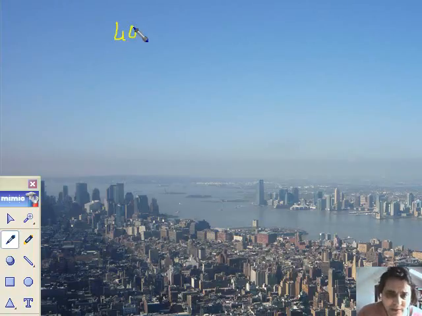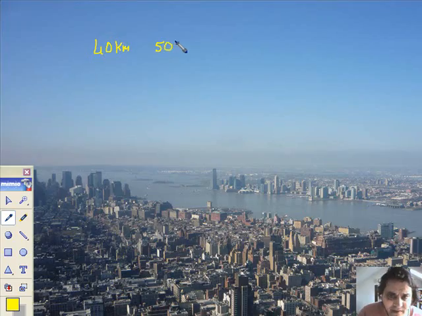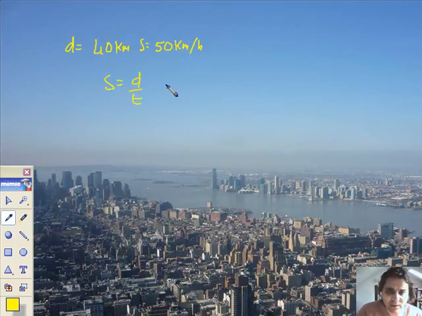I've got 40 kilometres and I'm going at 50 kilometres per hour. Right, okay, so that's my distance, that's my speed, and I want time. So speed equals distance divided by time. If you rearrange that, you get time equals distance divided by speed. Put in the numbers. Distance of 40, speed is 50, lose a 0.